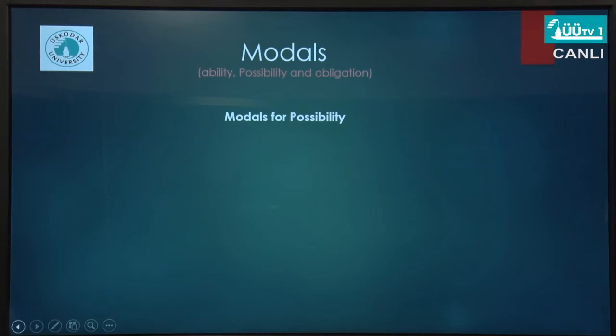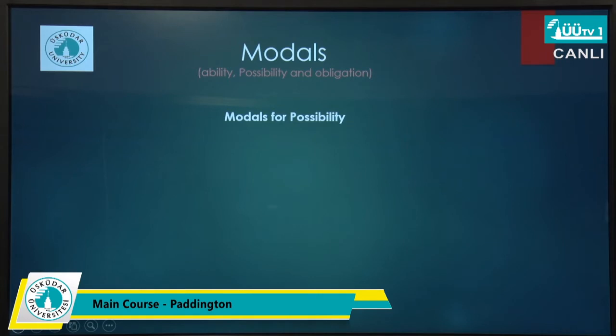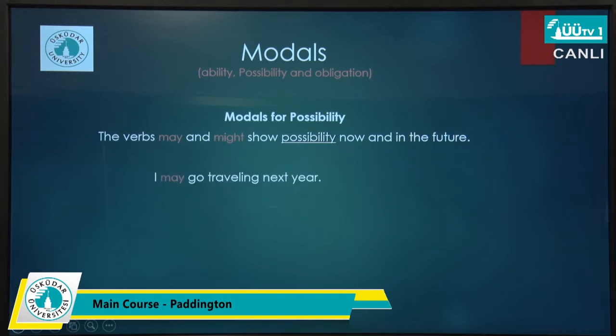Next one is focusing on modals for possibility or probability. This section might be the easiest for you because you already know these two modals, may and might, that show possibility or probability by focusing on the present or even the future. I may go traveling next year, I'm talking about the probability, and I might join you if I finish early. Again, I'm talking about a possibility. Modals of possibility for the past are something that we will talk about in next lessons and next videos.